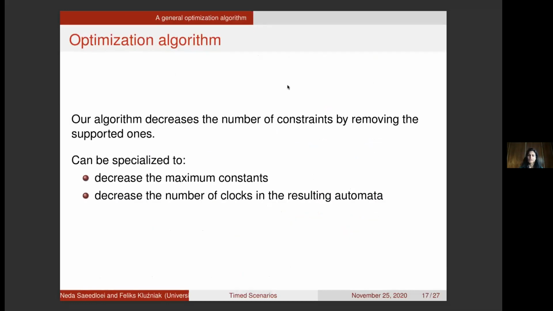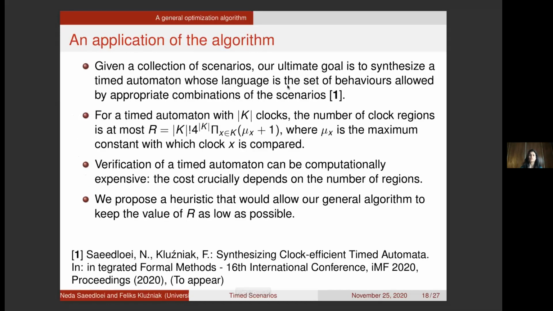So now our algorithm starts with a stable distance table, obtains all the constraints that are represented by that table, and then tries to remove the constraints which have supports. This general algorithm attempts to decrease the number of constraints. However, it can be further specialized to decrease the maximum constants that appear in the constraints, and moreover, decrease the number of clocks in the resulting automata. In a minute, I will show you what I mean by resulting automata. But before that, a little motivation.